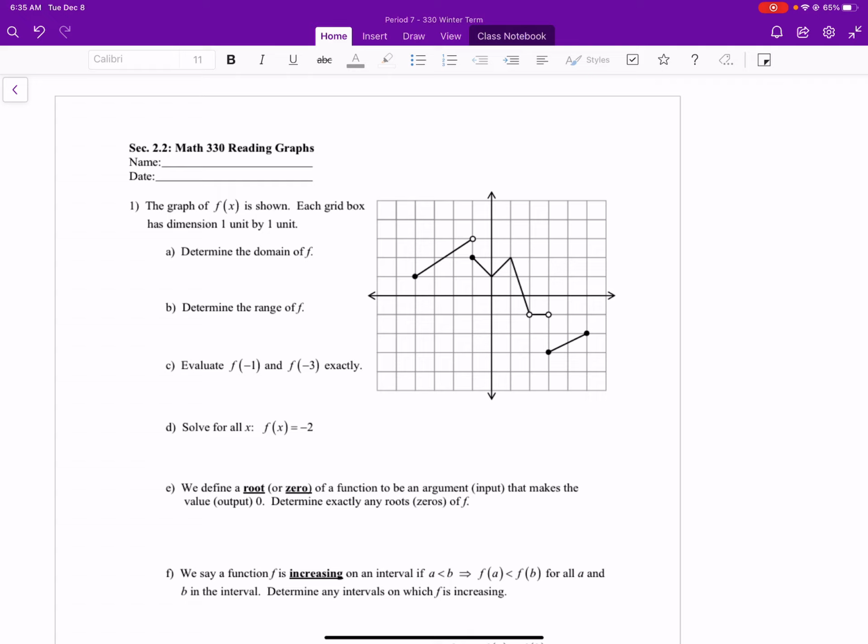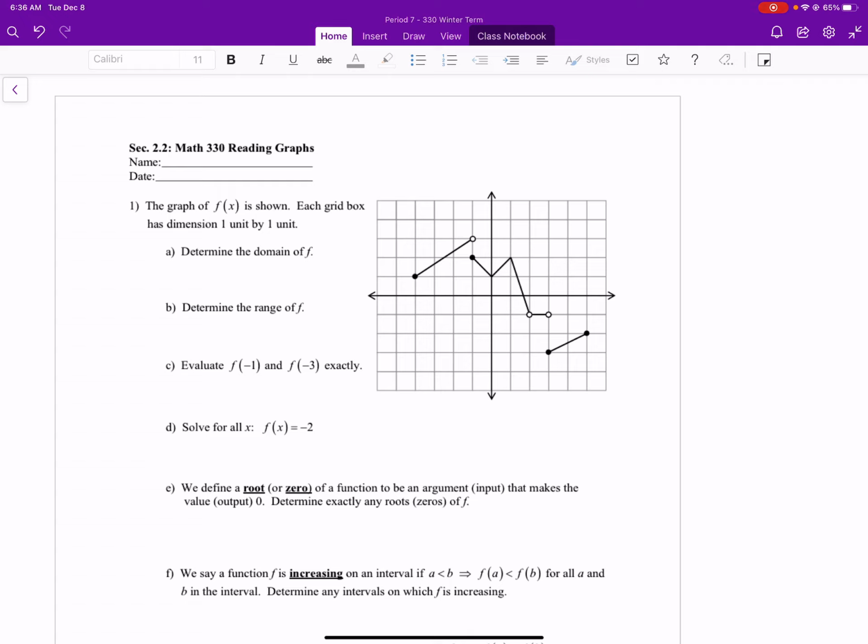As I'm doing this, if you need to pause and take some notes, do that. If you want to follow through the worksheet, I will post the worksheet so that you can follow through with what I'm trying to do. Let's look at the very first question. It says you have the graph of f of x shown on the right. Each grid box has a dimension of 1 unit by 1 unit.